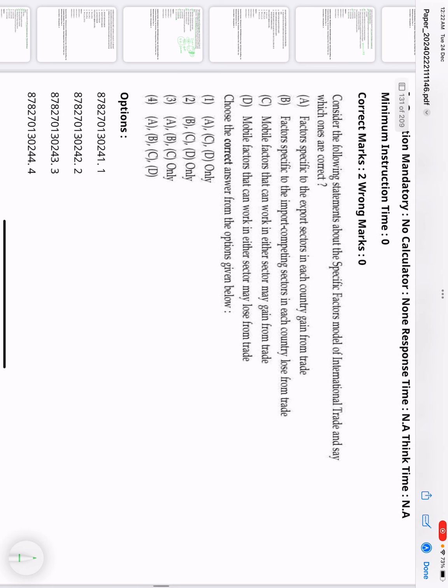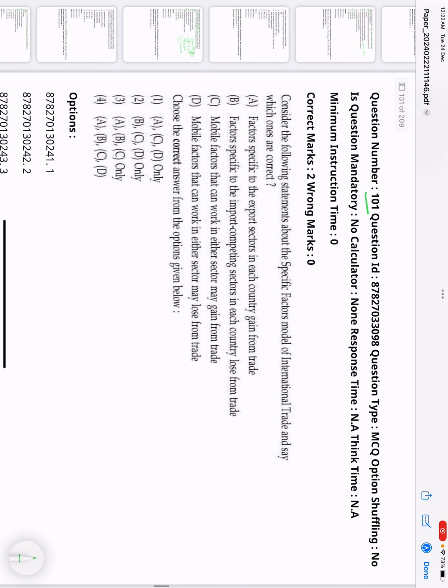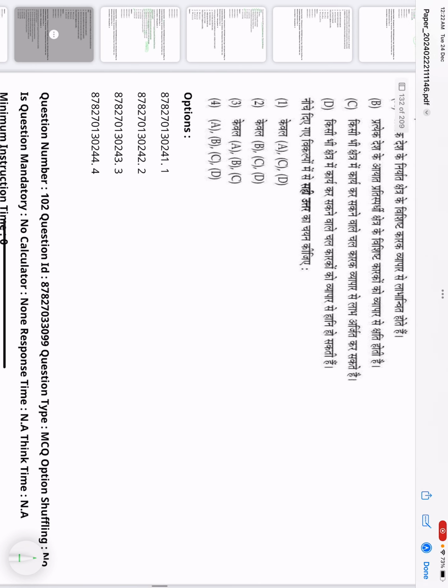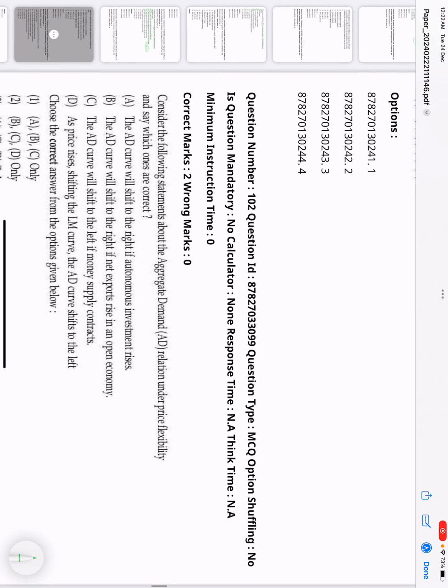Okay, now starting with question 101. Consider the following statements about the specific factors model of international trade and say which ones are correct. Factors specific to the export sector in each country gain from trade. Factors specific to the import competing sector lose from trade. This is also right. For mobile factors, the impact is ambiguous. So we don't know whether they would gain from trade or lose from trade. They may lose, may gain. So both of them are correct. So the answer would be A, B, C, D. Now moving on to 102.